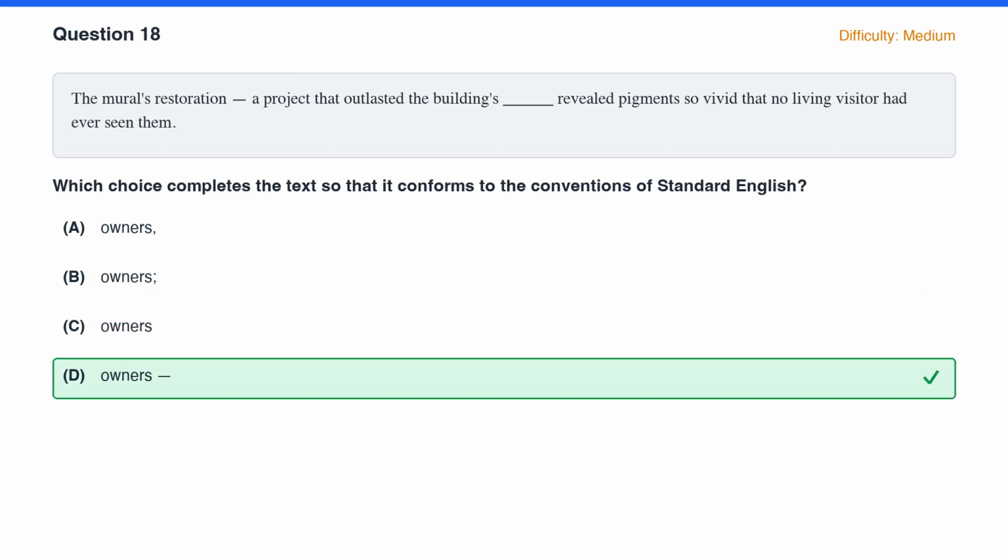Owners with a dash is right because it closes the interruption with the same mark that opened it. The takeaway: when a dash starts an aside, only a matching dash can end it.